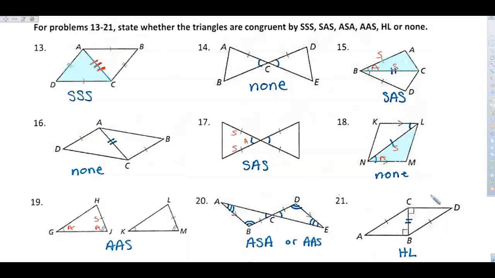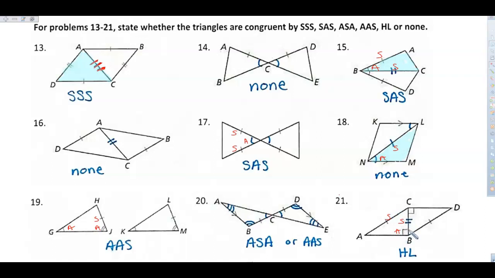All right. Number 21. I see that AC and BD are congruent. I see that angles DCB and CBA are both right. And then I can mark that reflexive side. So when I look at this, this is an angle, a side, and a side. The angle is not between the two sides, so it is not side, angle, side. This is the one that does not work, angle, side, side.